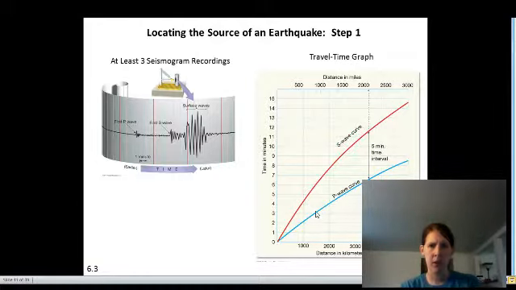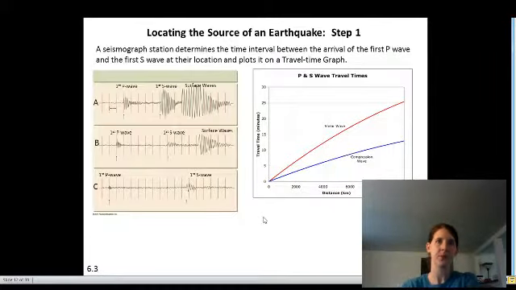So if our S wave only took 2 minutes to get there instead of 5, so our P wave and then 2 minutes later our S wave, our epicenter would only be 1,000 kilometers away. 5-minute interval means it's 3,500 kilometers away.